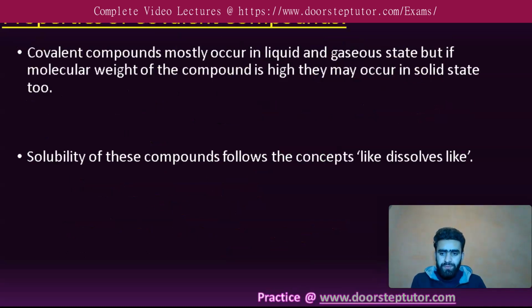Now we will look at the properties of a covalent compound. When atoms form covalent bonding between them, the compound that is generated is a covalent compound. Now we will see what the properties of that covalent compound are. The first property is that covalent compounds occur in either the liquid state or the gaseous state.